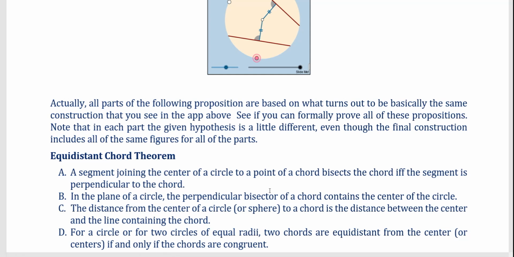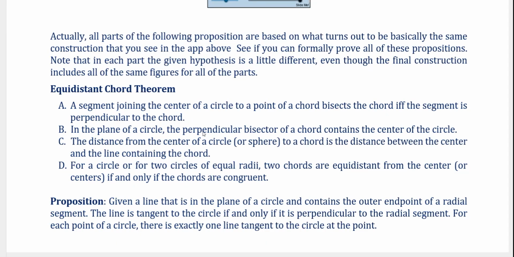The distance from the center of a circle or sphere to a chord is the distance between the center and the line containing the chord. And for a circle, or for two circles of equal radii, the two chords are equidistant from the center or centers if and only if the two chords are congruent. So see if you can prove these four things, and I'll give you a hint. This one just boils down to finding some congruent triangles somewhere. So see if you can mess with this a little bit, come up with some congruent triangles, and prove these results.